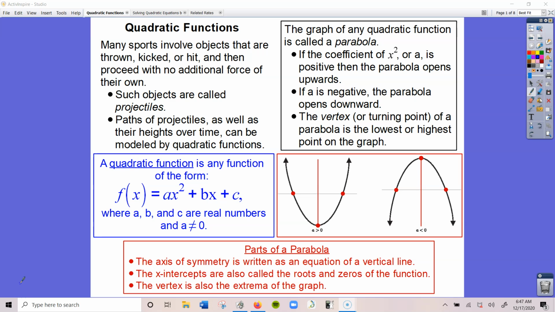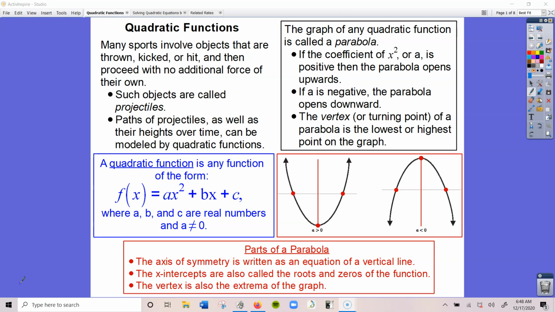Hey guys, today we're going to look at quadratic functions. Now, a quadratic function is used a lot to describe paths of projectiles, which a projectile is anything that is either thrown or kicked or hit. So like, think of a football being thrown. The path which it follows models a parabola, which is basically the shape of a quadratic function.